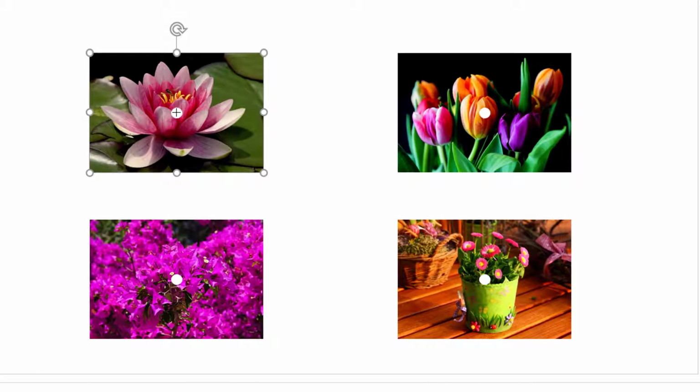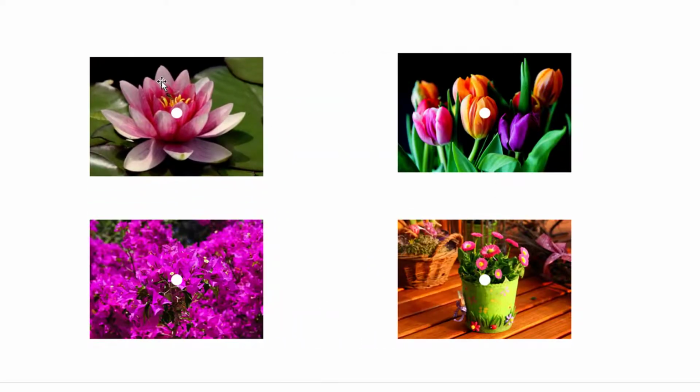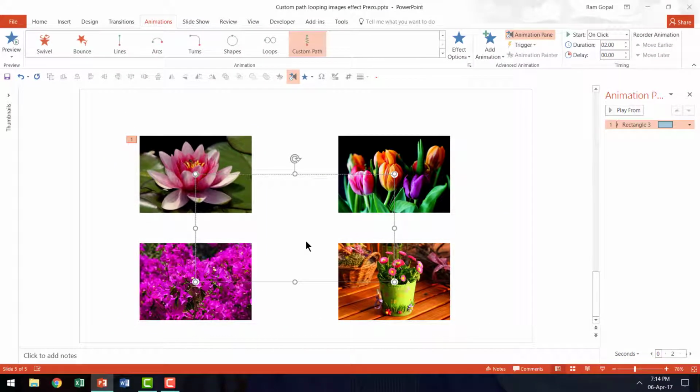And I'm going to start with the center point of this white circle and click on the center point of the next one, and then on the center point of the next circle, and then on the center point of the next circle, and then I'm going to end it at the starting point of the previous one. So you can see that this is the motion path. Simple, isn't it? Now let us do it for the second one.